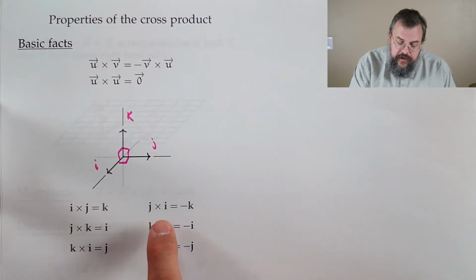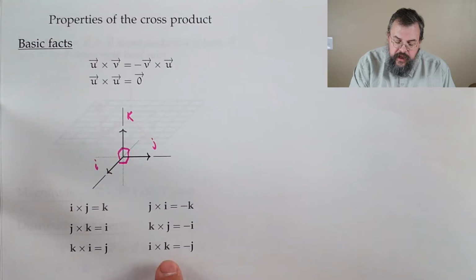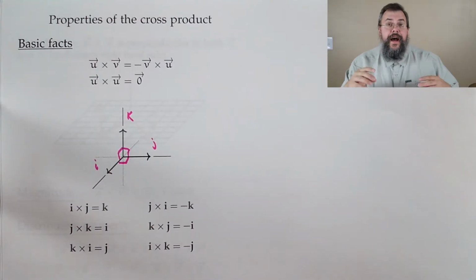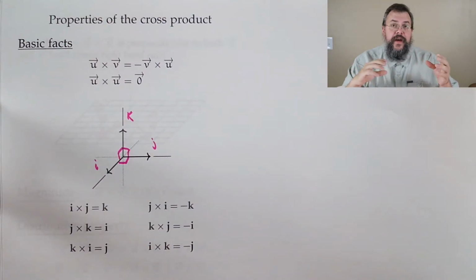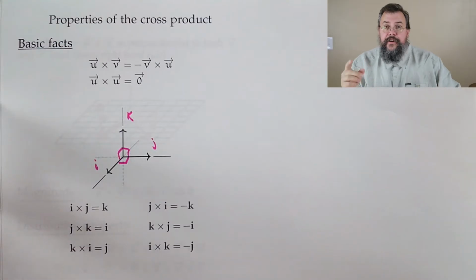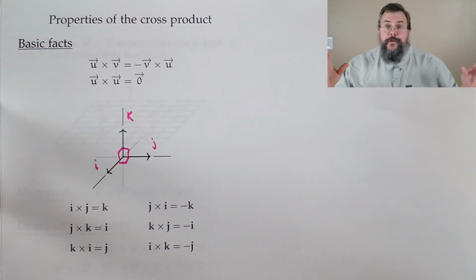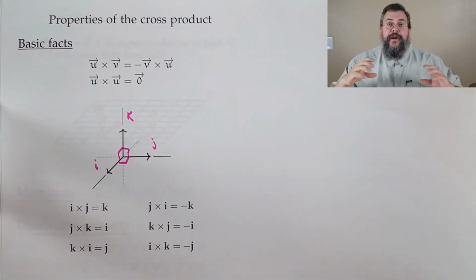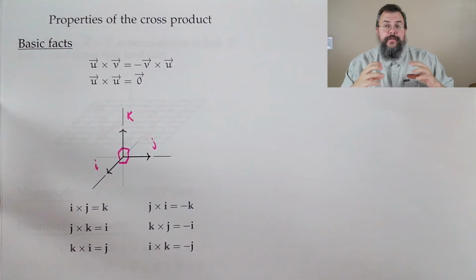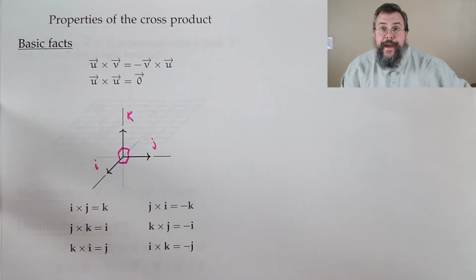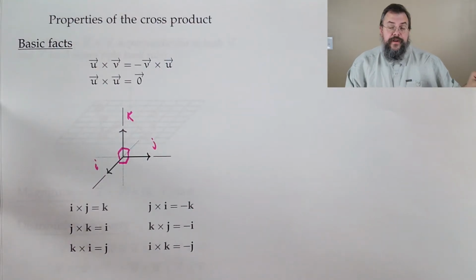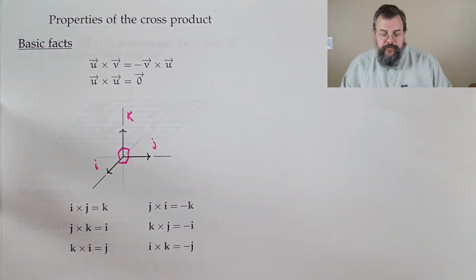If you flip, j cross i is minus k, k cross j is negative i, and i cross k is negative j. So now we know how to take these vectors i, j, and k and cross them with each other, and we're ready for a formula. Because remember, all our vectors in 3 dimensions are nice combinations of i, j, and k. So here goes our formula.